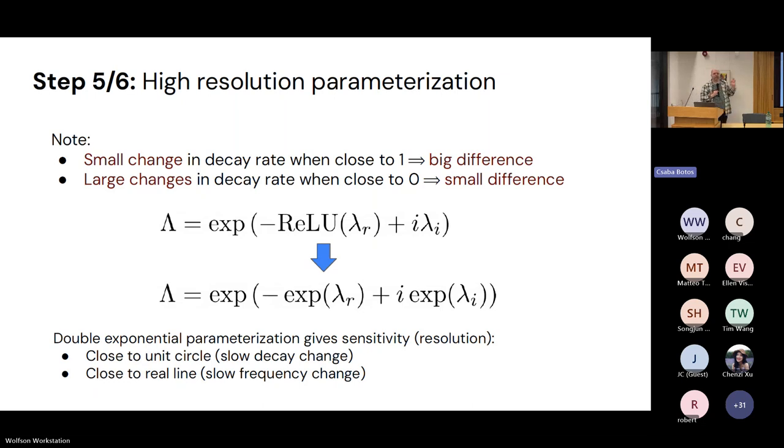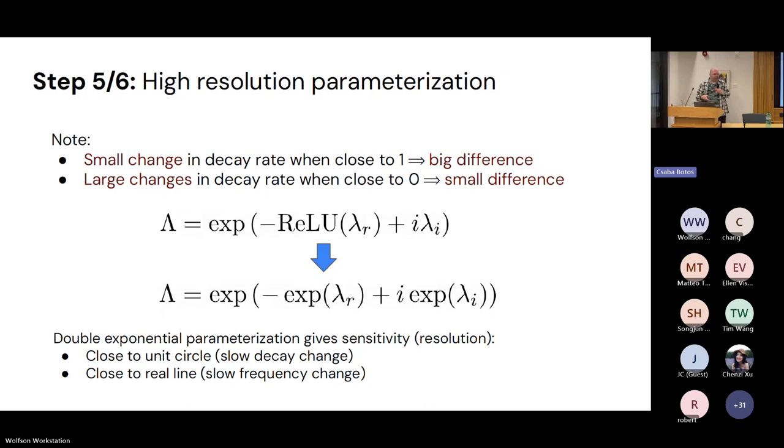This is not super important, but on the fifth step, the other thing that you notice, if you look at decay rates, is that the difference between 0.99 and 0.995 is quite big. The difference between 0.1 and 0.5 is almost nothing because of how exponential decay works, right? So what this tells you is that when you're learning these values of the eigenvalues, you want a lot of resolution close to one, because any small change matters a lot. And you don't want resolution close to zero because it doesn't matter. And then it's up to you how to make this happen.